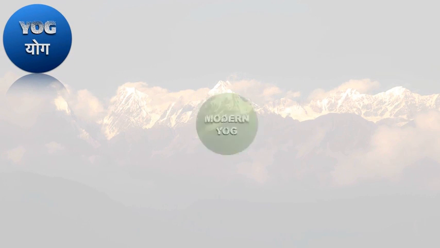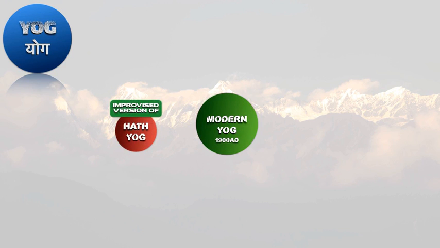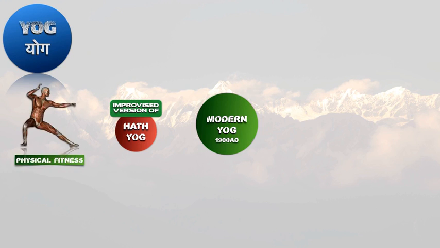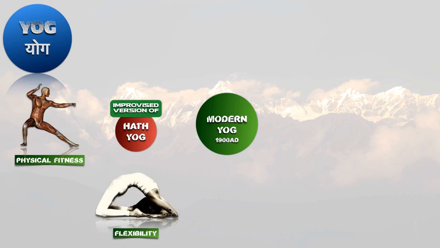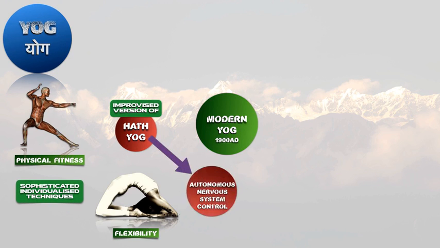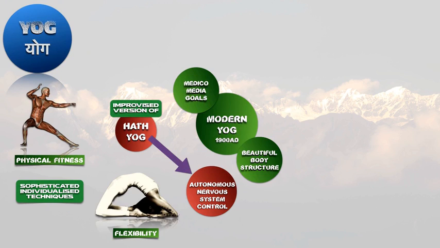Modern Yoga, 19th century to present. Most methods of modern yoga are improvised forms of Hatha Yoga to serve worldly goals of physical fitness and flexibility, which are achieved through sophisticated and individualized techniques, as opposed to Hatha Yoga's perfect postures to control the autonomic nervous system. The main emphasis is on beautiful body structures and biomedico-media oriented goals, aligning modern yoga practices with modern scientific and medical explanation.